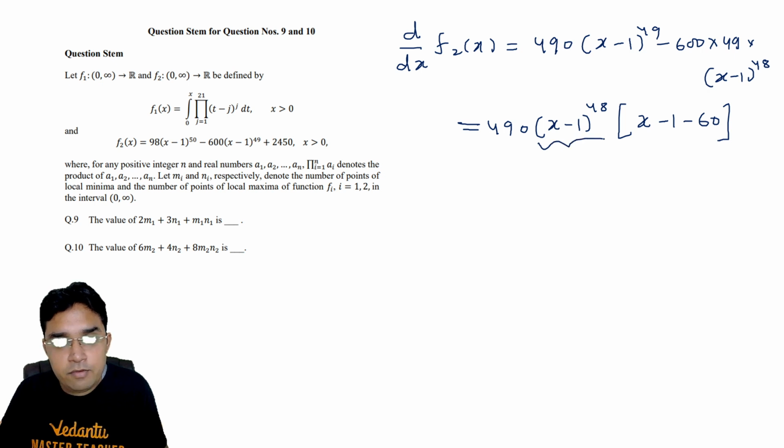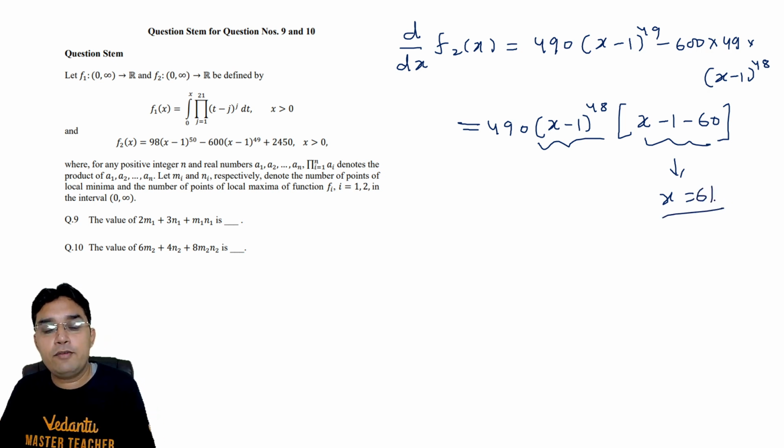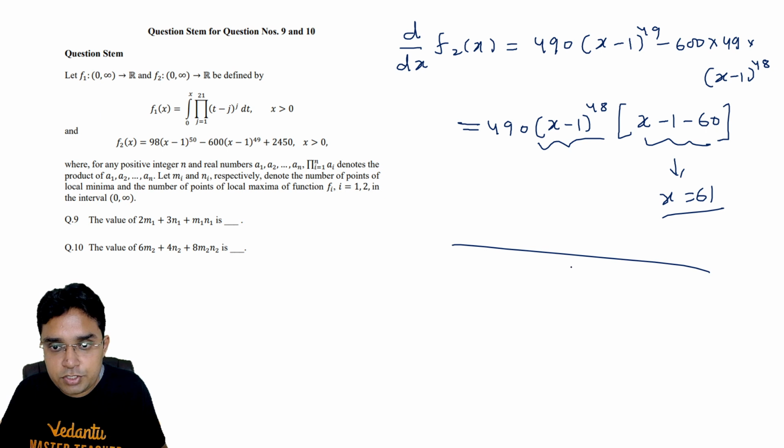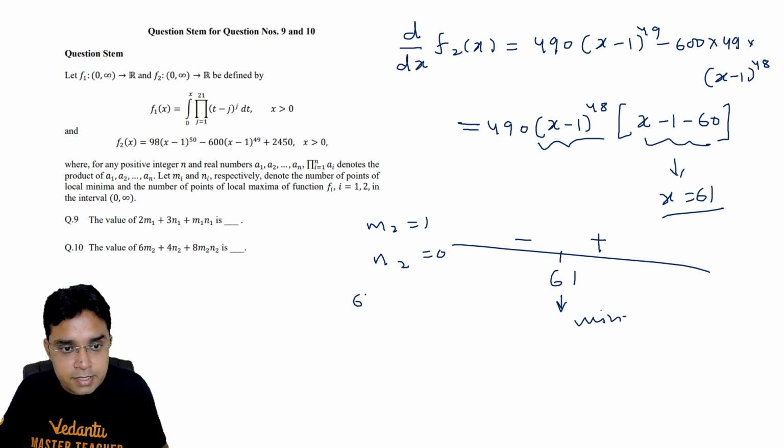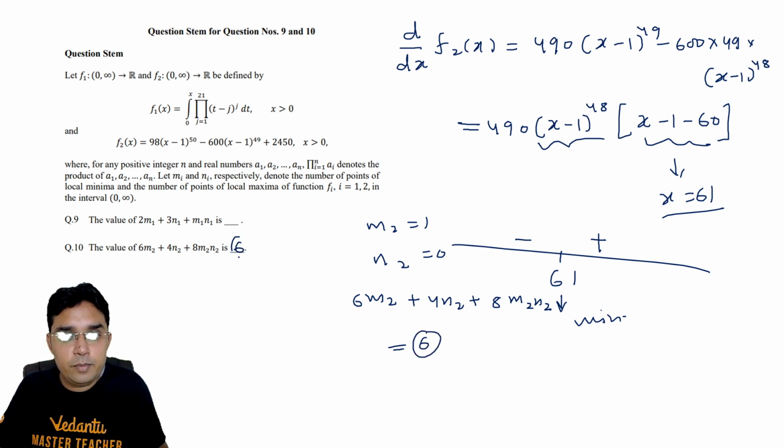So this is an even power, and here we get one critical point as x is equal to 7, at which the sign of f2 dash will change, and it will change from negative to positive. So this is the point of minima. So here you can see m2 is 1 and n2 is 0 because there is no point of maxima. So here 6m2 plus 4n2 plus 8m2 n2 will be equal to 6 only. So the answer for this question will be 6.